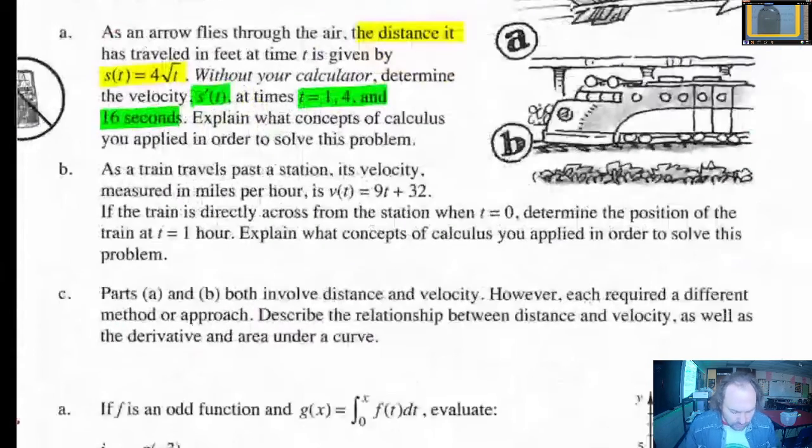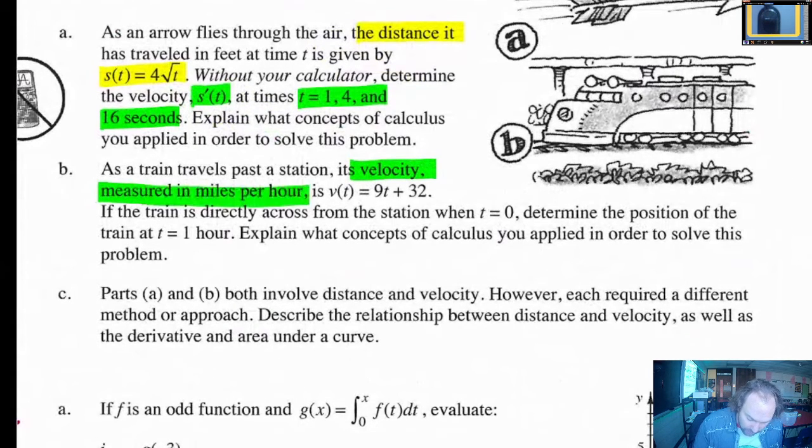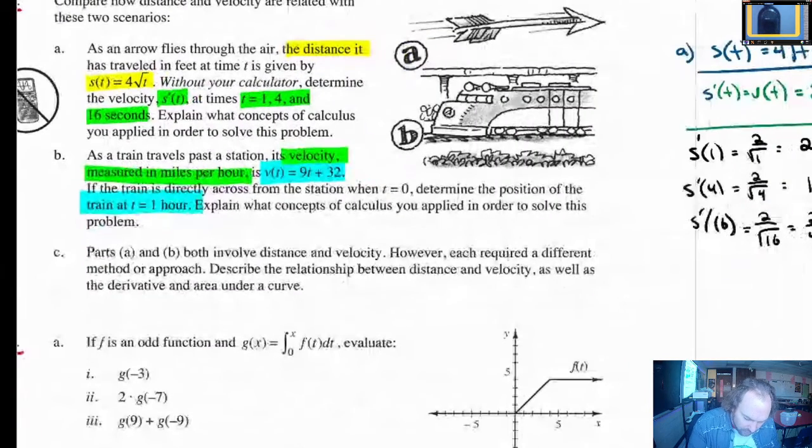Question B. As a train travels past the station, its velocity, measured in miles per hour, is given by v of t equals 9t plus 32. The train is directly across from the station when t equals 0. Determine the position of the train at t equals 1. So we're going to use the area under the curve to figure out what's going on. Basically, we're going to take the integral from 0 to 1, since it's 1 hour and everything's in miles per hour, of v of t dt.